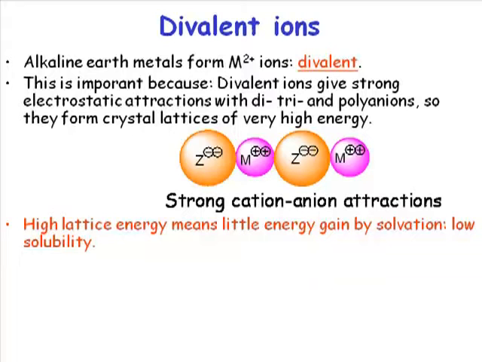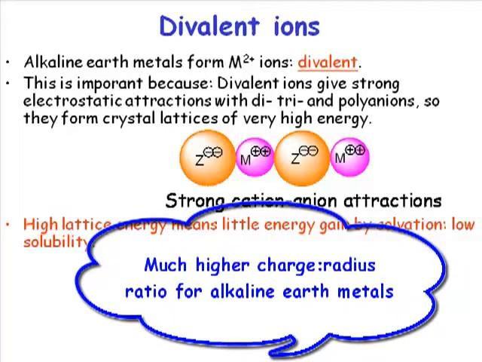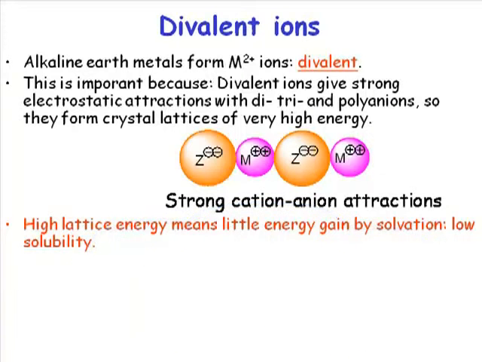So remember I said that the charge to radius ratio for the alkali metal ions was quite low. The charge to radius ratio for the alkaline earth metals is much higher because they're that bit smaller in the same period and they've now got 2+ charge. And what that translates into is very strong inter-ionic interactions. The coulombic forces between these ions are very, very strong. That means that the lattice energies are very, very high.